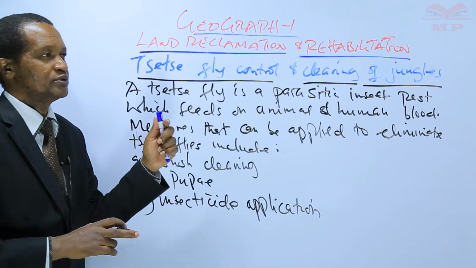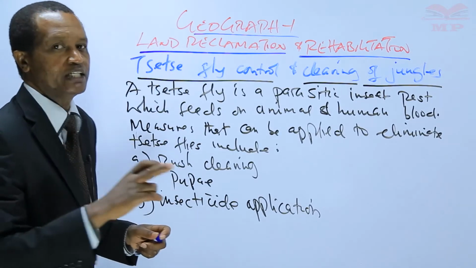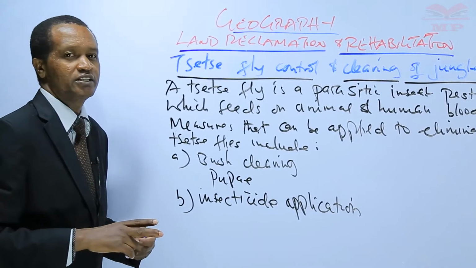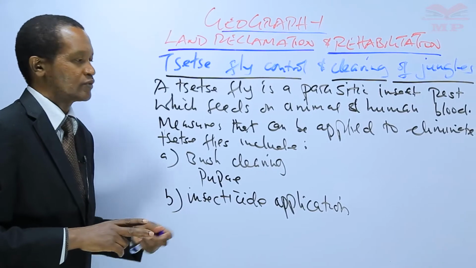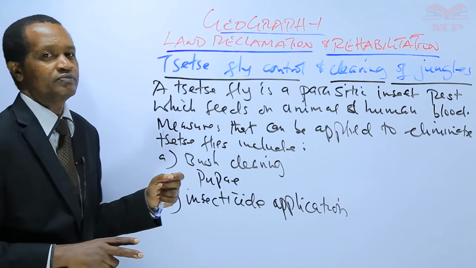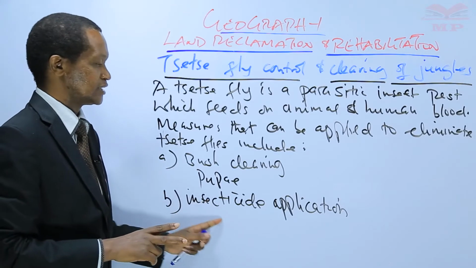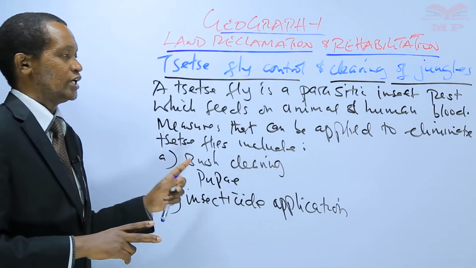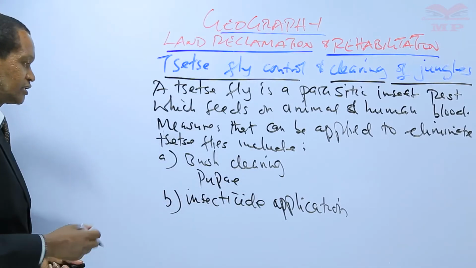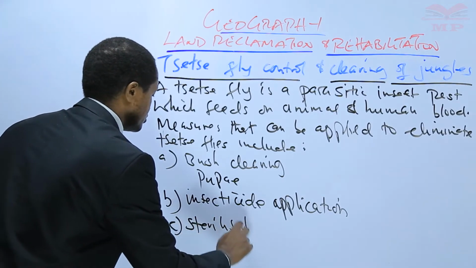But the only problem sometimes is that the insects may develop resistance to the insecticide. And because of that, use of chemicals has become less popular with time. But in the initial stages, insecticides can help to eliminate tsetse flies. Then the third measure is sterilization.